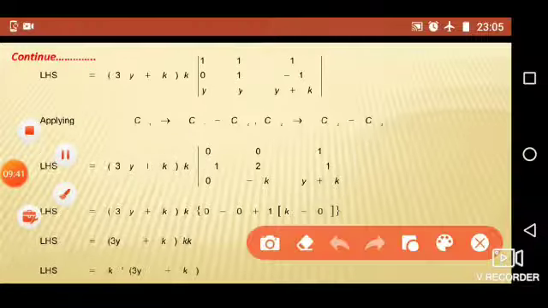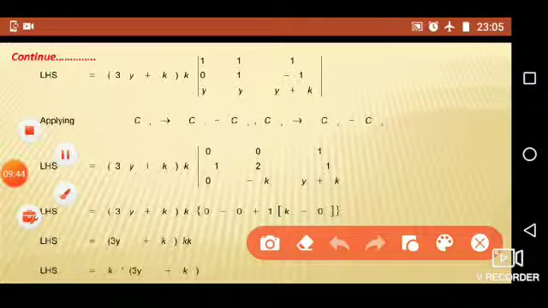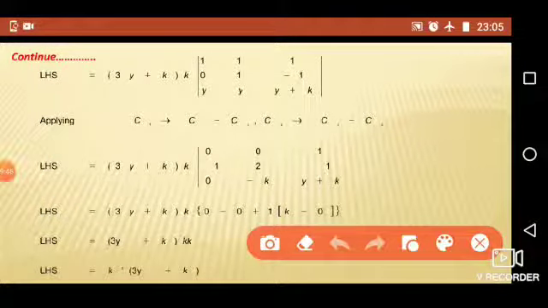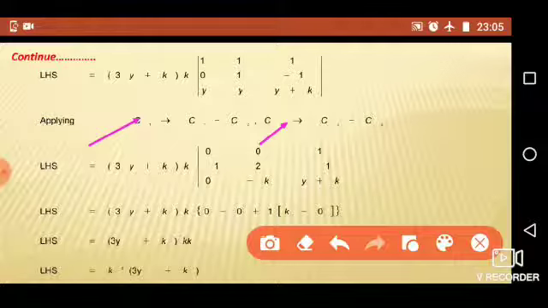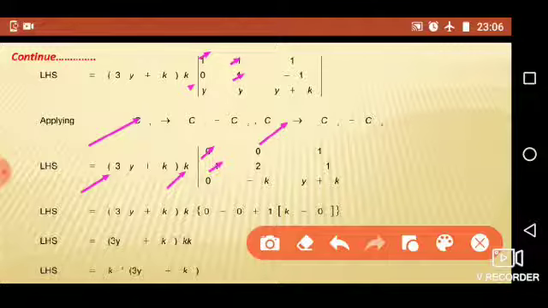Since we have 1 in the first row, it is easy to get maximum zeros in a determinant. Since 1s are in the first row, we are supposed to write the column operation and try to get the maximum zeros in a determinant. Applying C1 changes to C1 minus C2 and C2 changes to C2 minus C3. We are changing the first and second column with respect to the second and third column respectively. Therefore 3y plus k as it is and k also as it is. Therefore 1 minus 1 gives 0, 0 minus 1 gives minus 1, and y minus y once again gives a 0 answer.